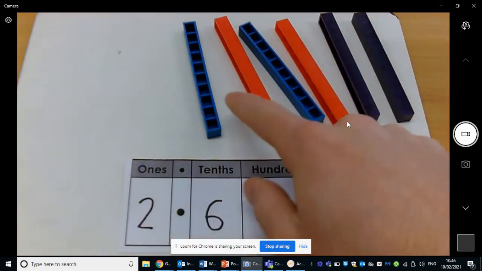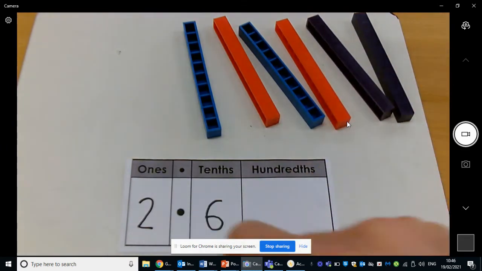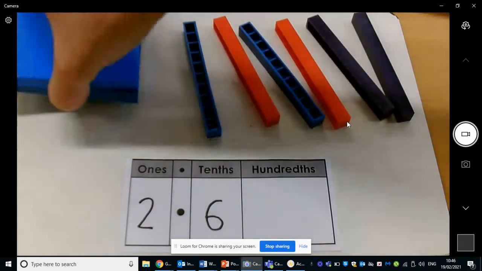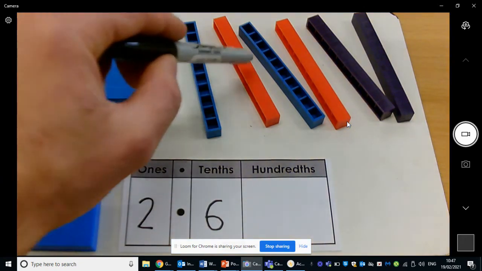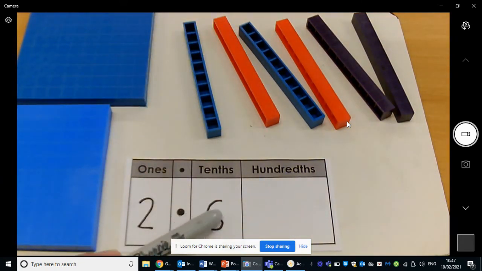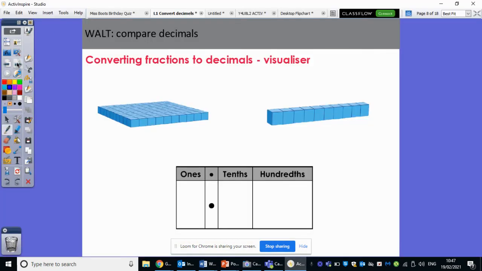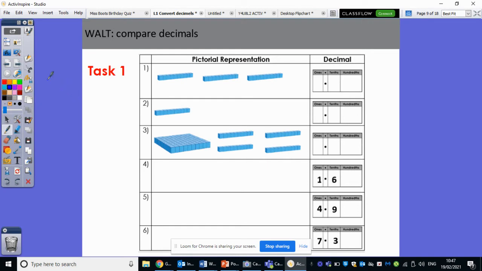Great, so that's the tenths done. 1, 2, 3, 4, 5, 6. And how many ones? I'm going to need 2: 1, 2. So this then represents 2.6, or 2 6/10.